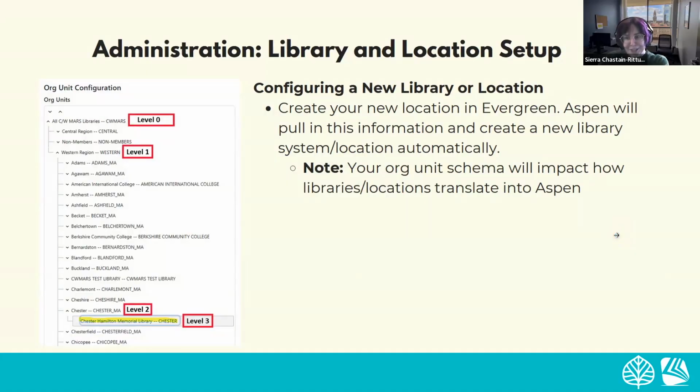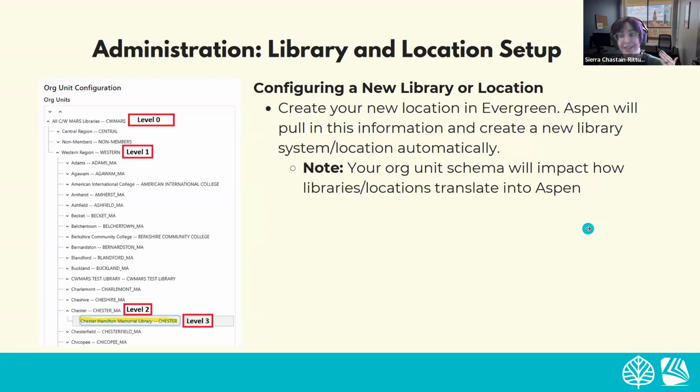Now, some more administration stuff. This is going to be a mix of screenshots from Evergreen and from Aspen for these slides. So I tried to point them out when I added them, but I'll also say that as well. So when you are configuring a new library or a location in Aspen, first you want to create it in Evergreen. Always start in Evergreen when you're creating your new library or your new branch location. And as I said before, your org unit schema setting in that Evergreen settings panel in the ILS indexing profile will determine how Aspen interprets all this data.